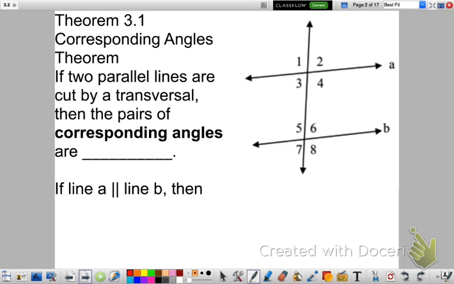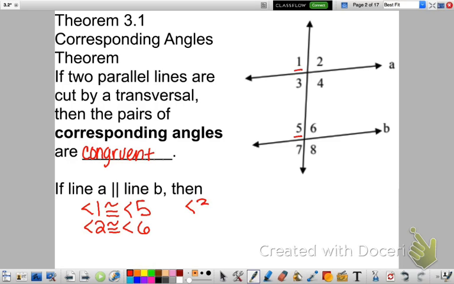We said that corresponding angles are like 1 and 5 in this graphic. Corresponding angles that happen when a transversal cuts parallel lines are congruent. So that means angle 1 would be congruent to angle 5. Angle 2 would be congruent to angle 6. Angle 3 would be congruent to angle 7, and angle 4 would be congruent to angle 8.